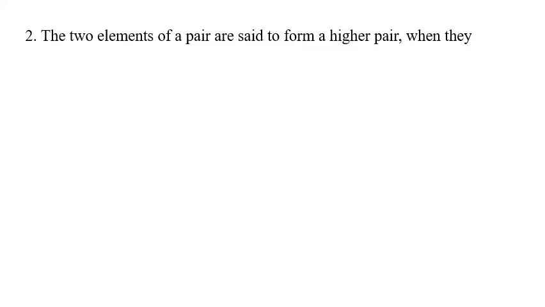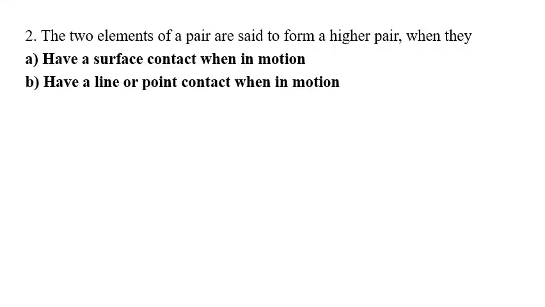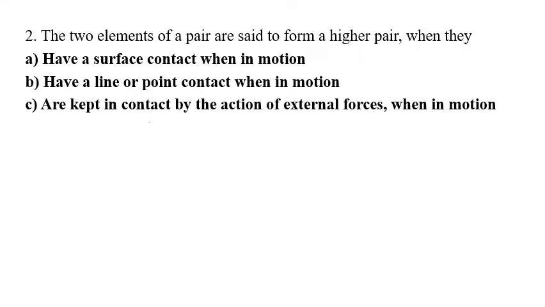Question number 2. The two elements of a pair are said to form a higher pair when they. Answer A: have a surface contact when in motion. Answer B: have a line or point contact when in motion. Answer C: are kept in contact by action of external forces when in motion. D: permit relative motion. So we should think what is the answer for this.